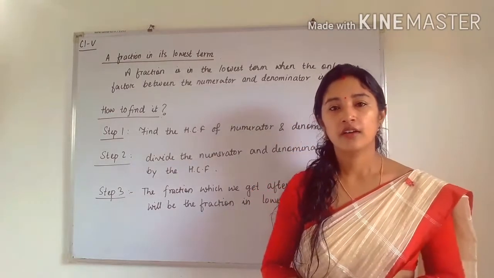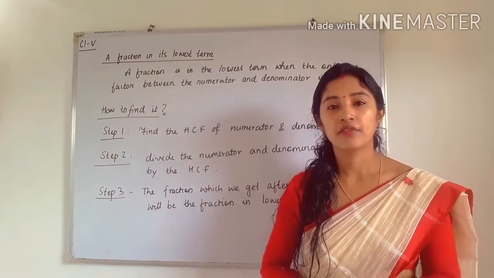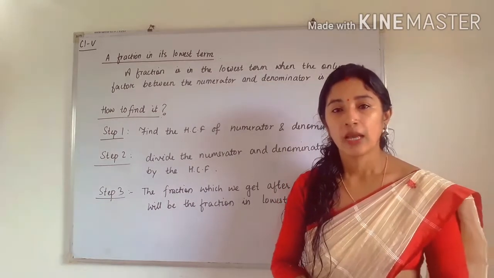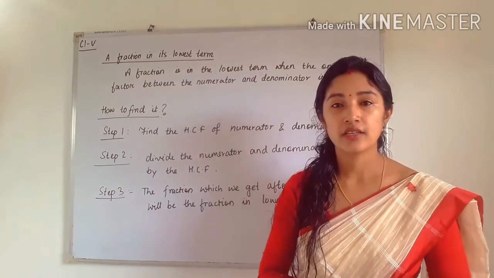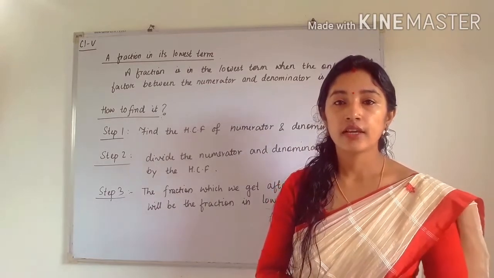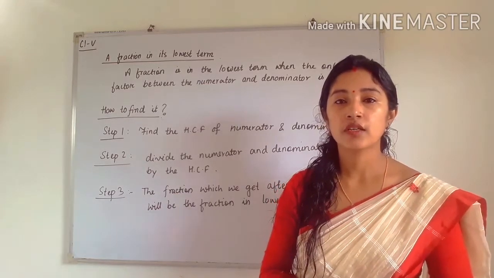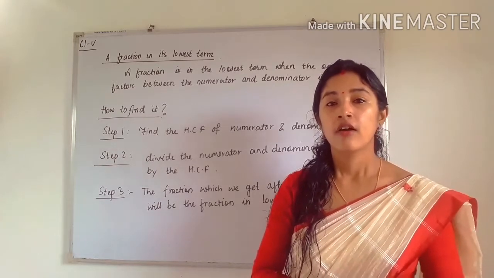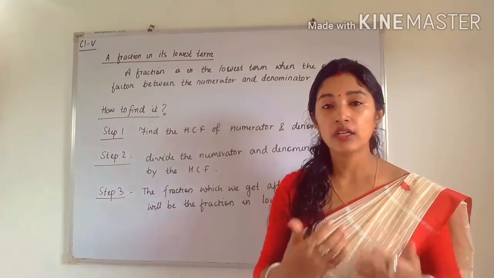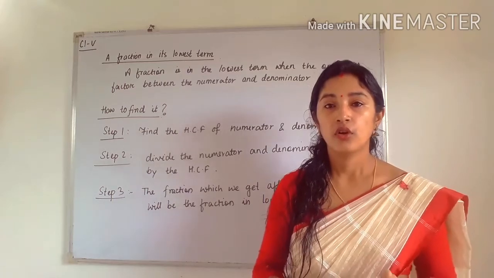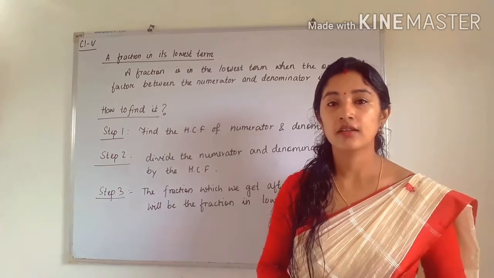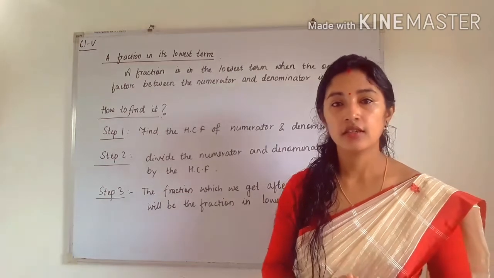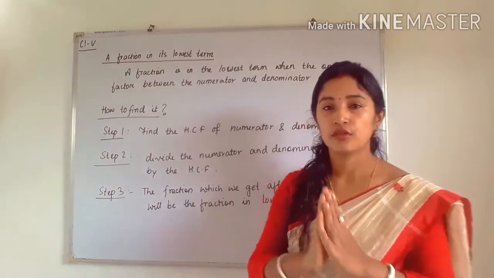So already I started the chapter fractions. In the last lecture I discussed the types of fractions and we discussed exercise 6.1. In this lecture, first of all I'm going to discuss the fraction in its lowest term. How to find the fraction in its lowest term, and what is the fraction in its lowest term. That I will discuss in this lecture, and next I am going to discuss exercise 6.2. So try to follow.